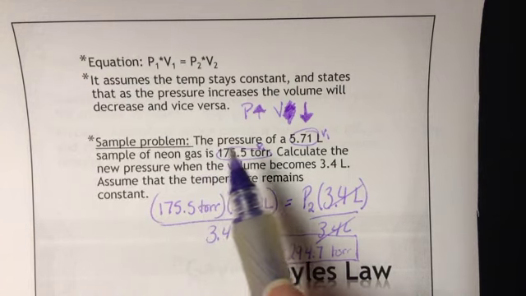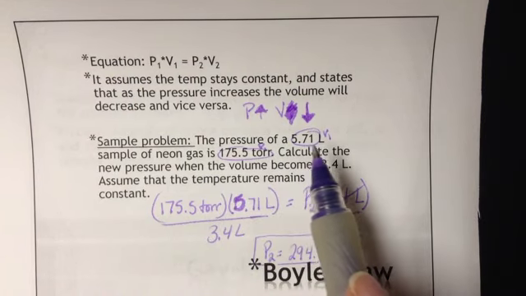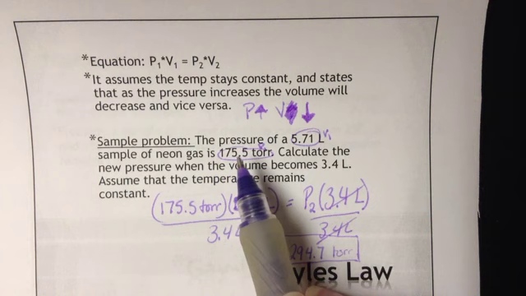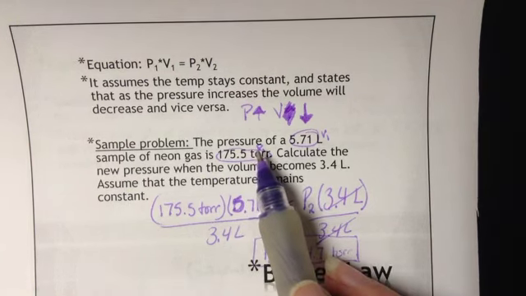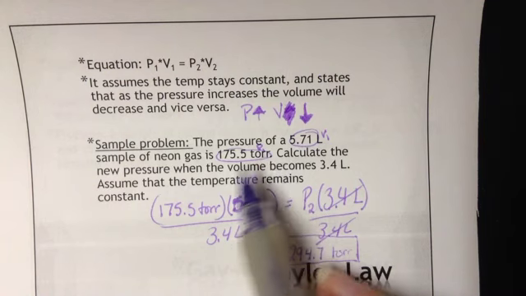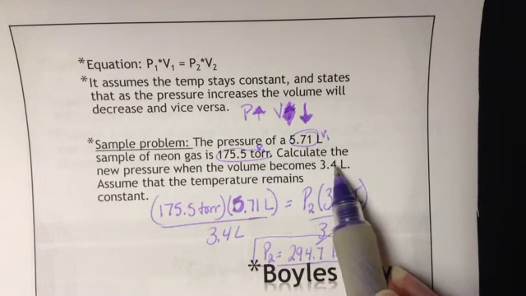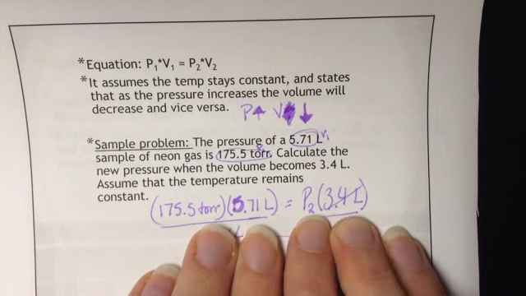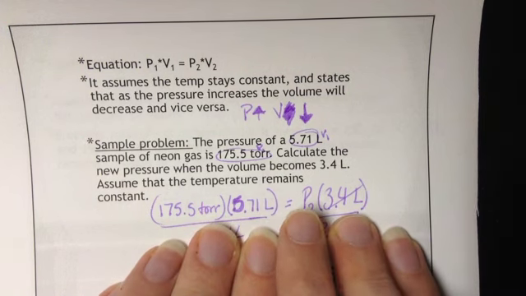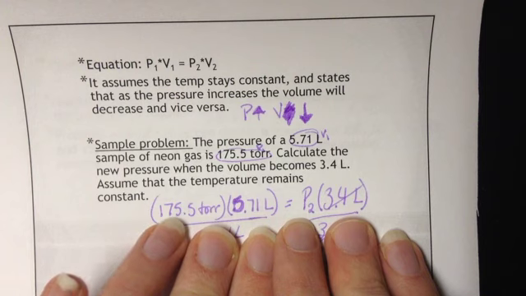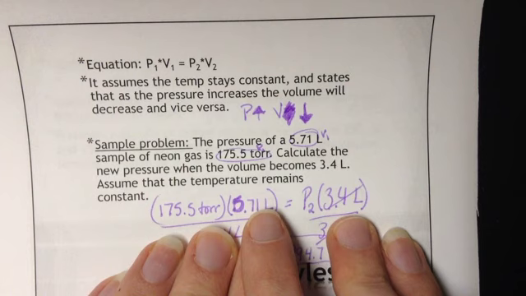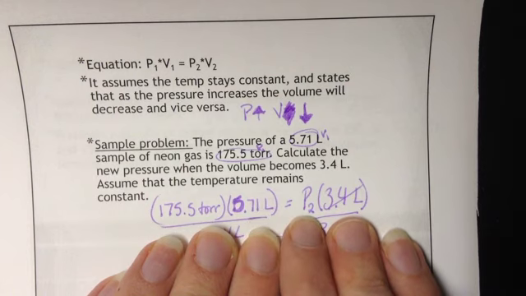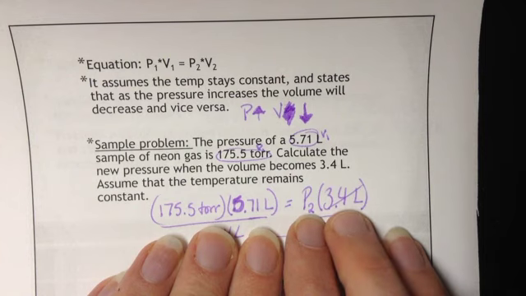So here's the problem. The pressure of a 5.71 liter sample of neon gas is 175.5 torr. This first sentence is going to be one side of the equation. Calculate the new pressure when the volume becomes 3.4 liters. Okay? So I'm going to plug this into my equation. So I have 175.5 torr, and the neon gas was at 5.71 liters. I'm solving for the new pressure, P2, and it says the volume becomes 3.4 liters.